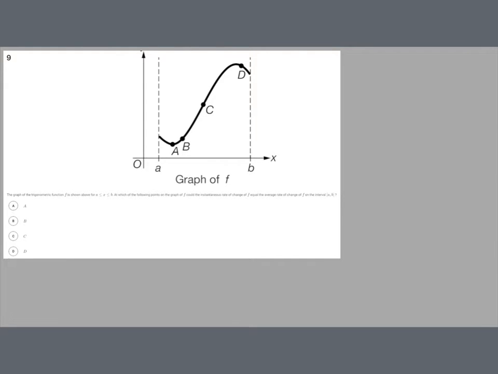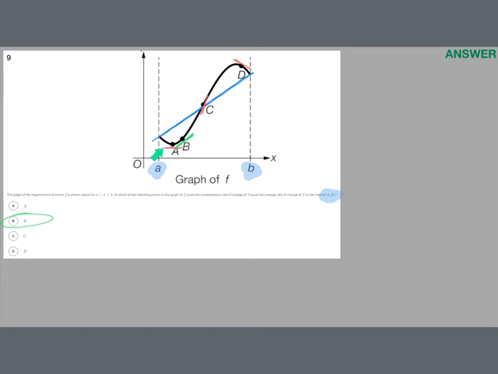First question gives you a trigonometric function and asks at which of the following points of the graph of f could the instantaneous rate of change equal the average rate of change on the interval a to b. The first possibly confusing part is that a and b are used both in a lowercase and an uppercase situation. The interval is lowercase a to b, which is down here, not capital A to capital B. If you take the lowercase a to b and connect those points with a straight line, you get this blue line here.